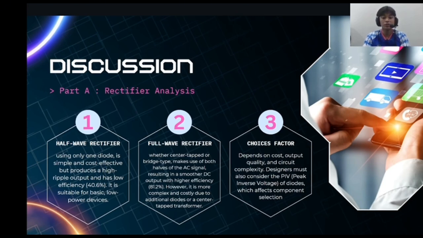Half wave rectifier, this design uses only one diode. It's simple and cost effective, but it has low efficiency, around 40%, and high ripple output. It is mostly suitable for low power, non-critical applications. Second is full wave rectifier.